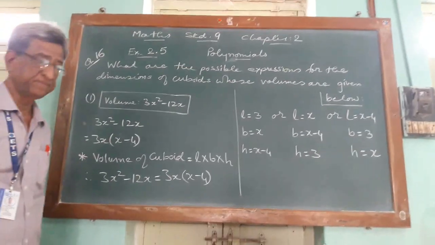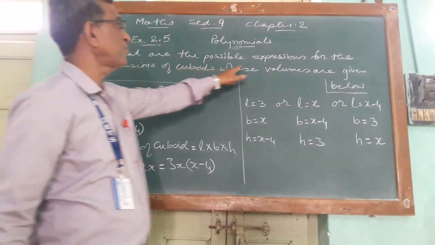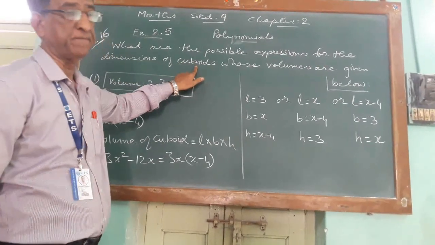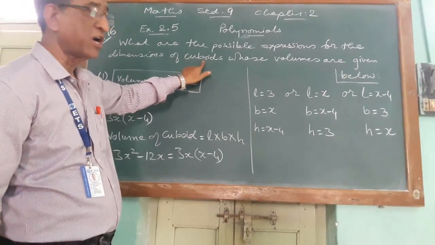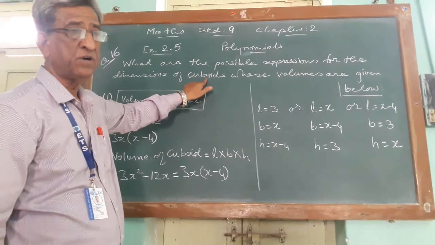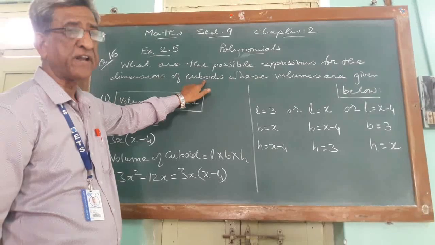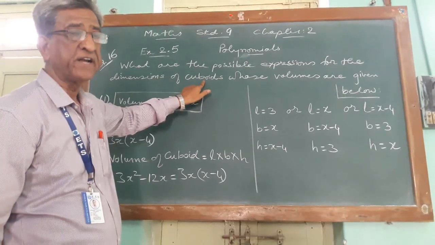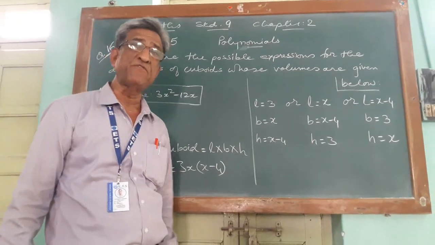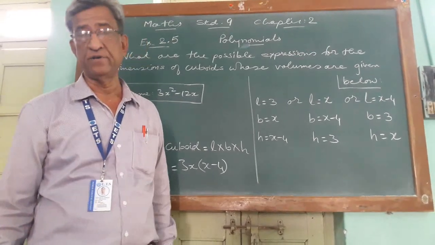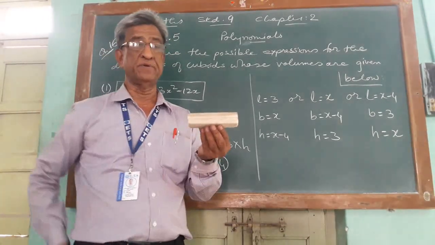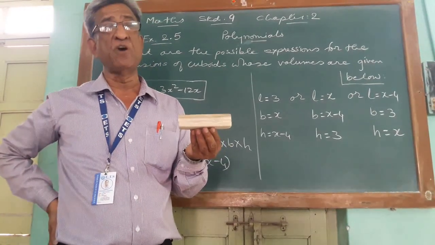Question 16. What are the possible expressions for the dimensions of a cuboid? Last time you got a square, so you know the formula for a rectangle: area of rectangle is equal to L into B. Here you will need to use the formula for volume of cuboid. You know what is meant by cuboid. Cuboid means of this shape. This is said to be a cuboid.